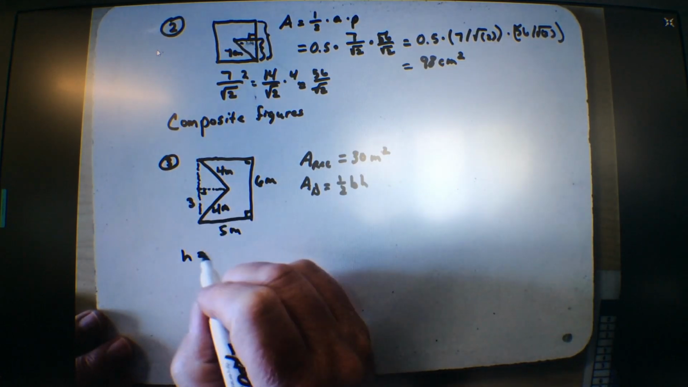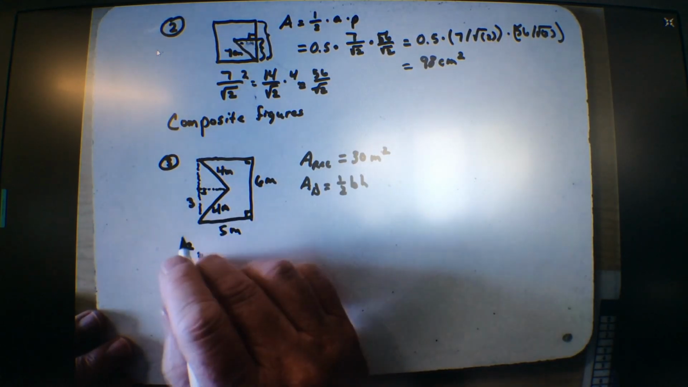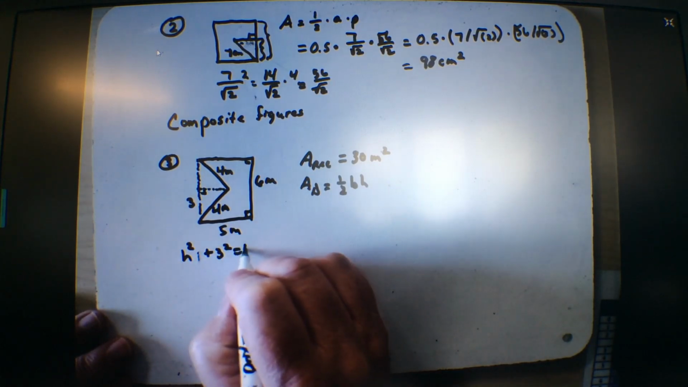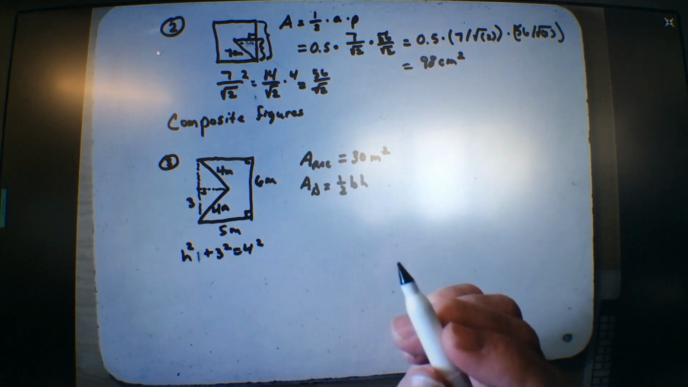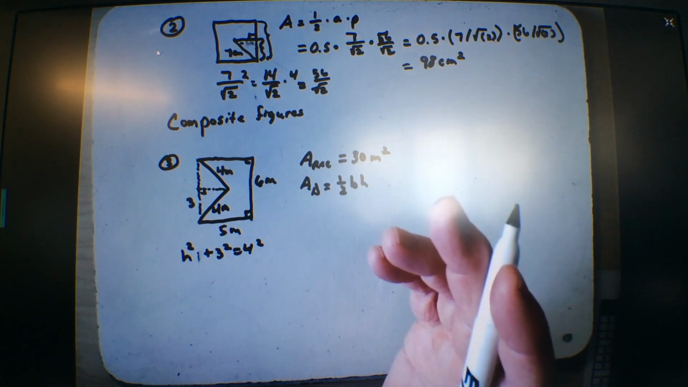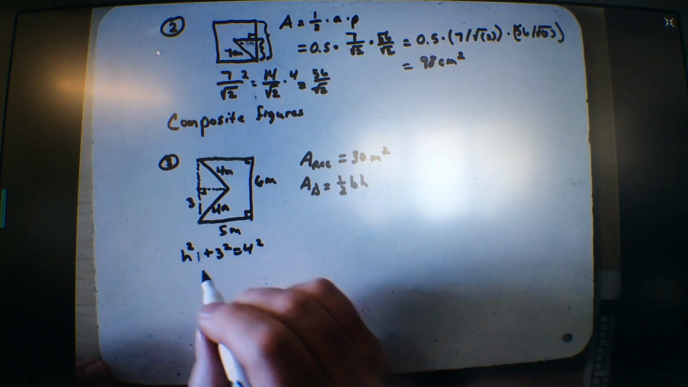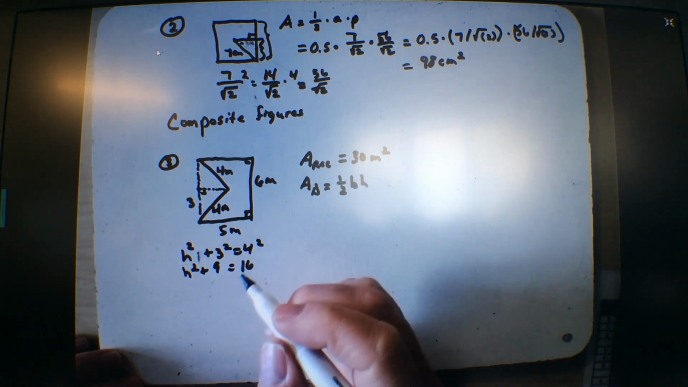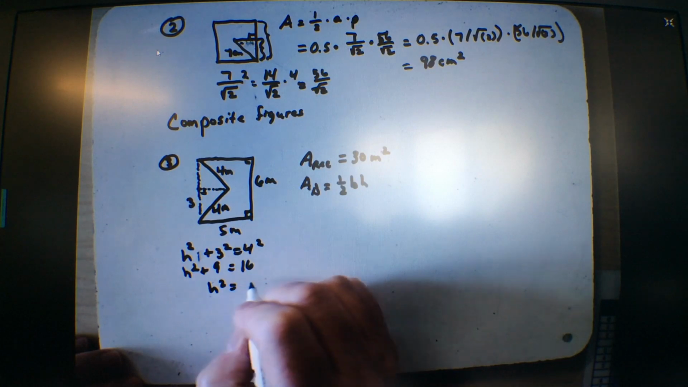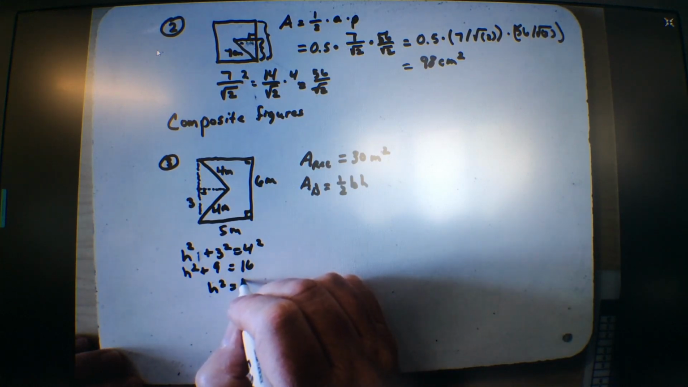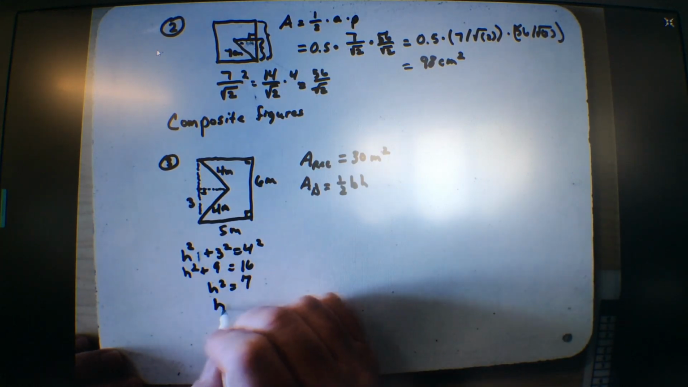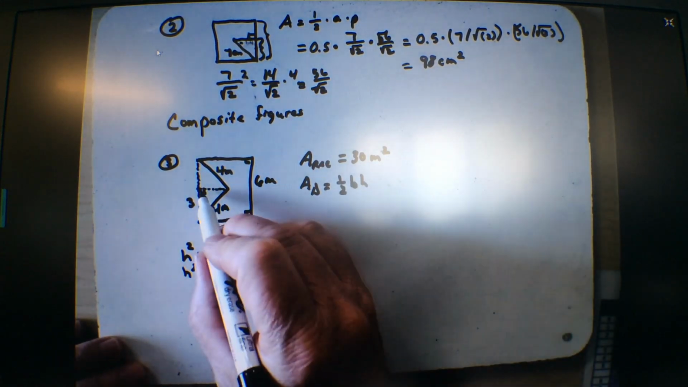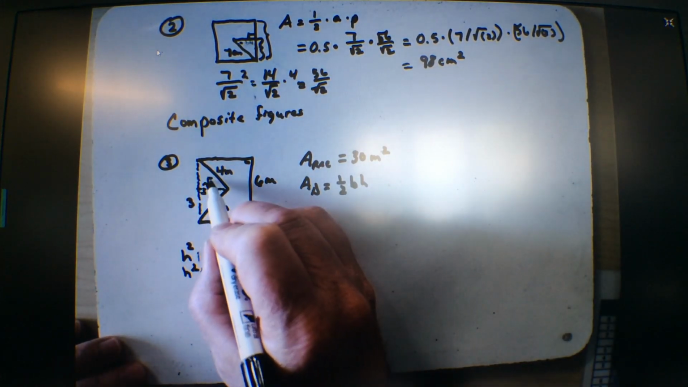The height squared plus 3 squared equals 4 squared. Is that true, if I use the Pythagorean theorem? So h squared plus 9 equals 16, correct? So h squared, if I subtract 9 from both sides, is 7. So h is the square root of 7. Not a pretty number, right? So this height is the square root of 7.